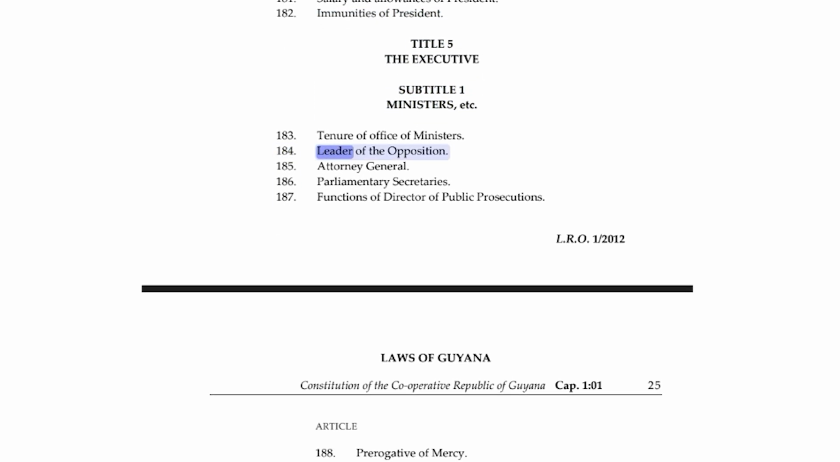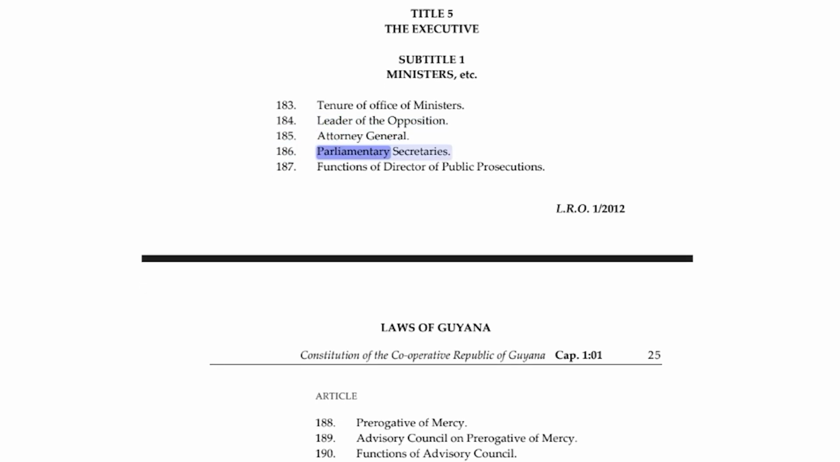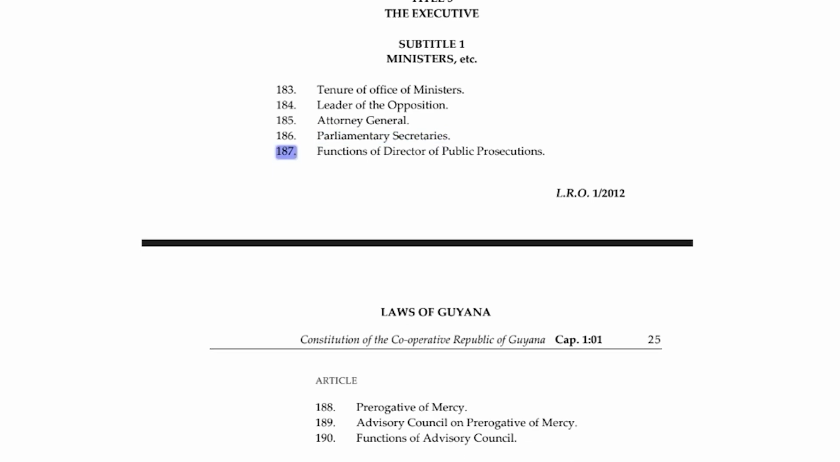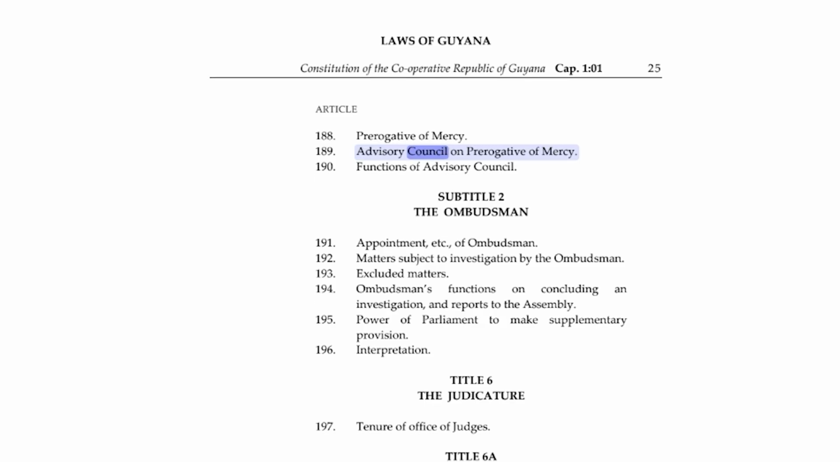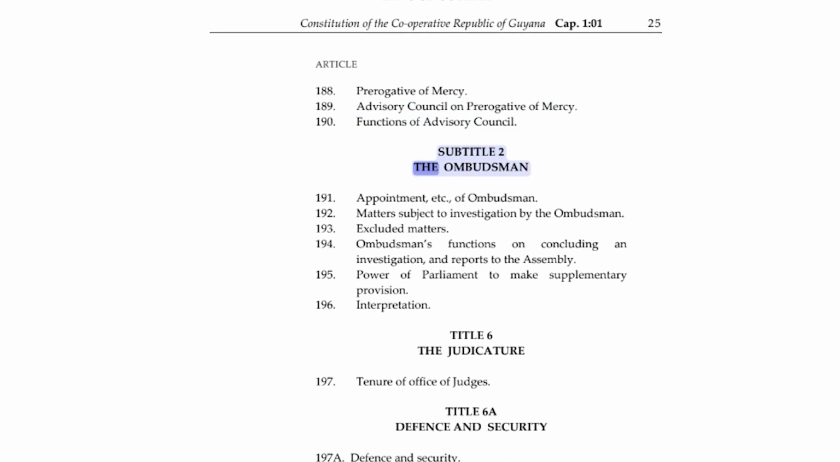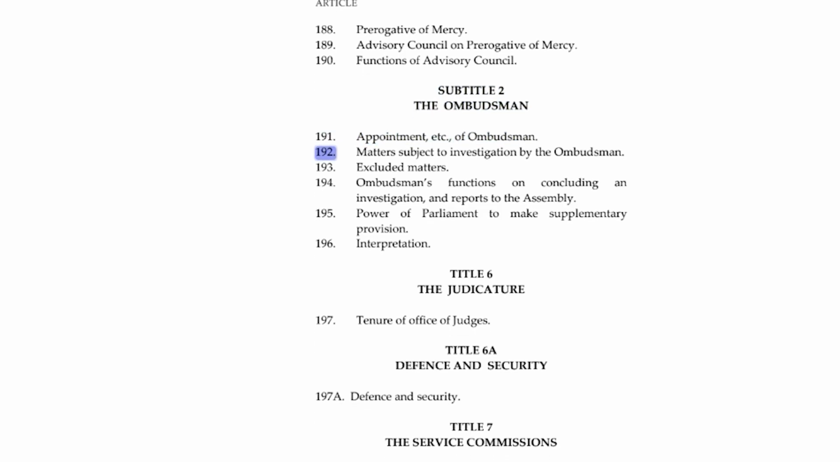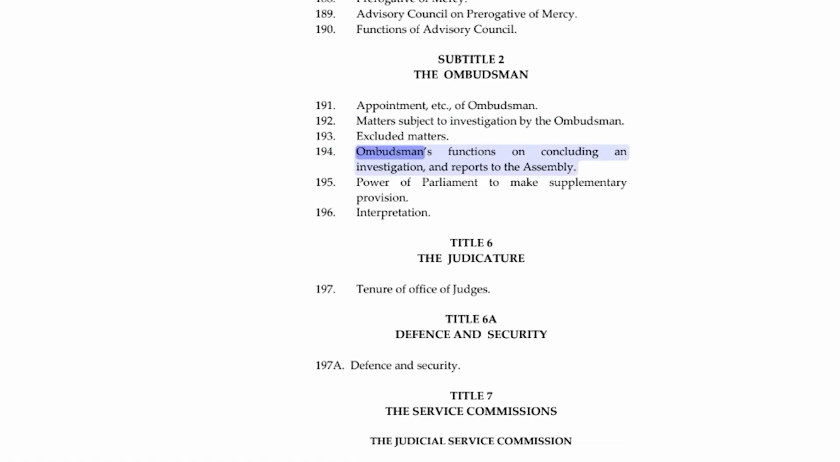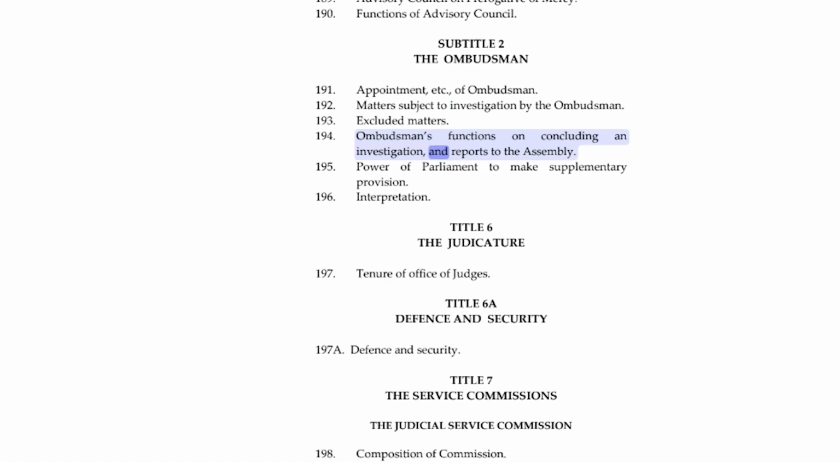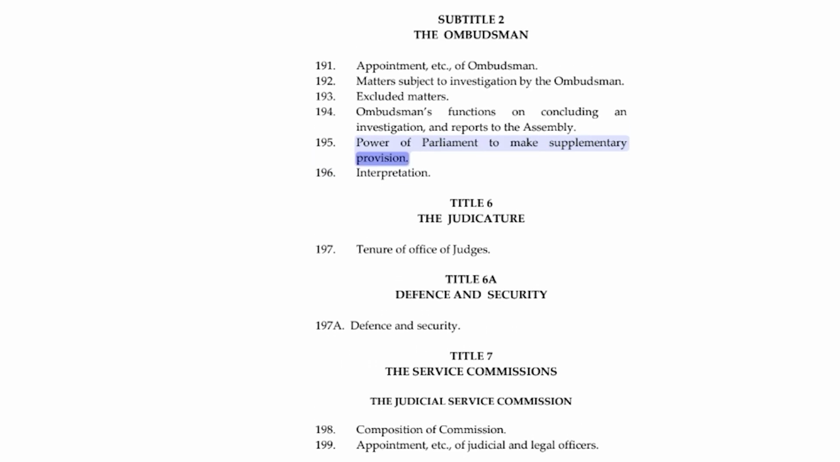184. Leader of the Opposition. 185. Attorney General. 186. Parliamentary Secretaries. 187. Functions of Director of Public Prosecutions. Prerogative of Mercy. Advisory Council on Prerogative of Mercy. Functions of Advisory Council. Subtitle II, the Ombudsman. 191. Appointment, etc. of Ombudsman. 192. Matters subject to investigation by the Ombudsman. 194. Ombudsman's functions on concluding an investigation, and reports to the Assembly. 195. Power of Parliament to make supplementary provision, interpretation.